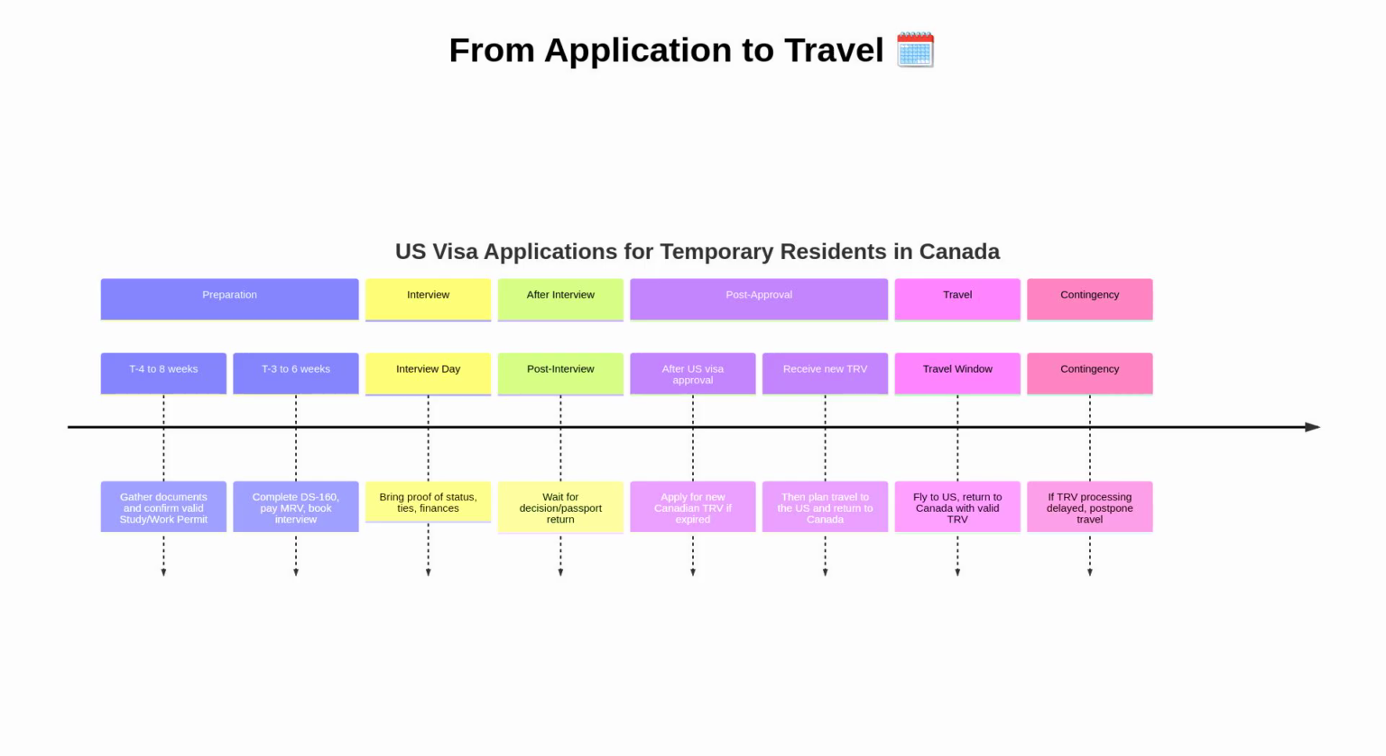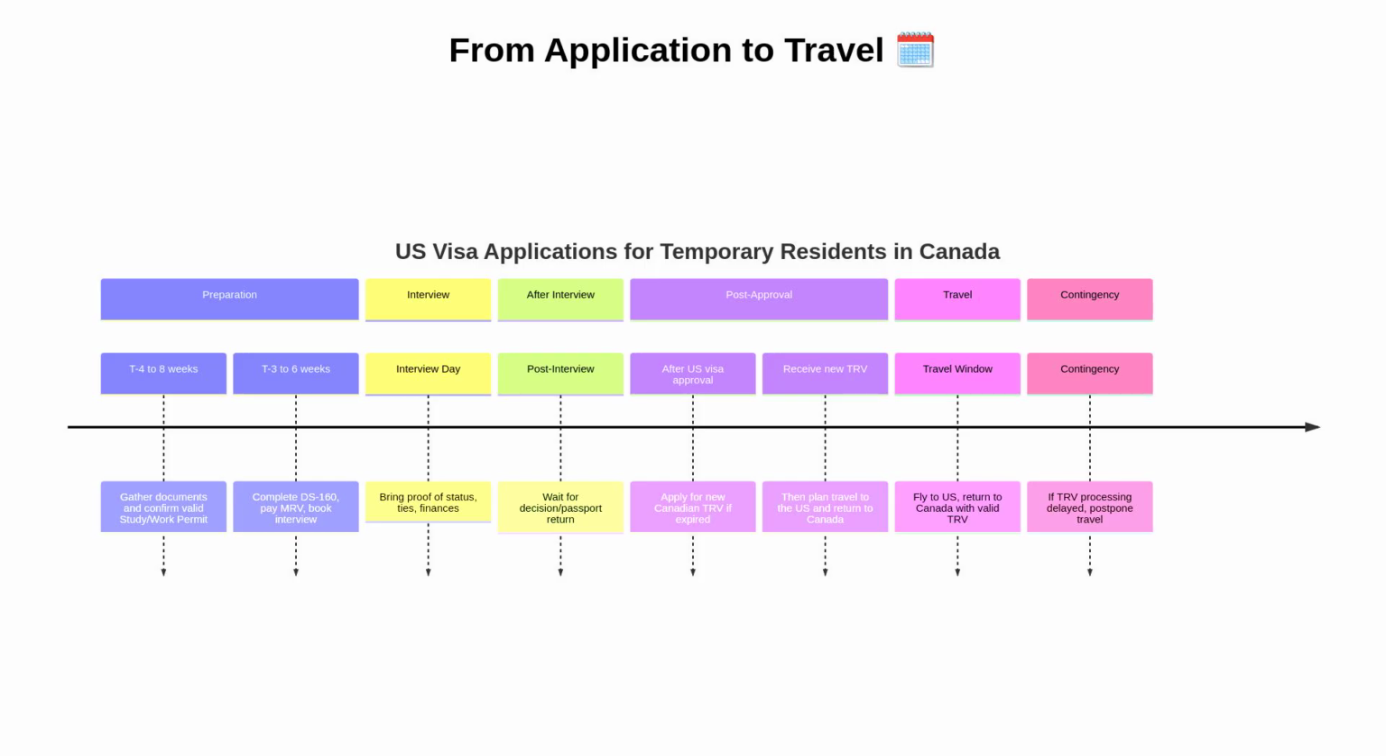This timeline shows the realistic order of operations. First, well before your intended travel, gather documents and verify that your study or work permit is valid. Next, complete the DS-160, pay the MRV fee, and schedule your visa appointment. On interview day, bring proof of Canadian status, evidence of ties and intent, and financial documentation. After the interview, wait for the decision and passport return if applicable.